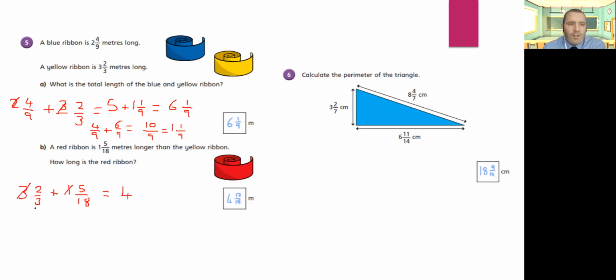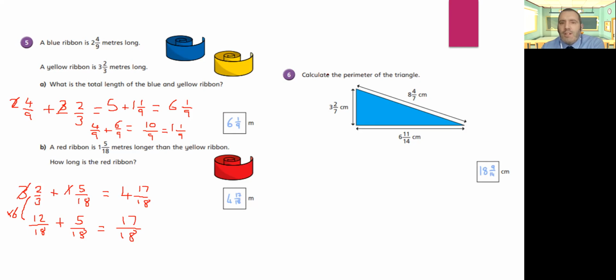So I'm now adding 2/3 and 5/18. I can't do that at the moment because my denominators are different. So I'm going to multiply this one by 6 to give me 12/18. And then I can add the 5/18 I've already got, which will give me 17/18, which then I can take up here, and my answer is 4 and 17/18.